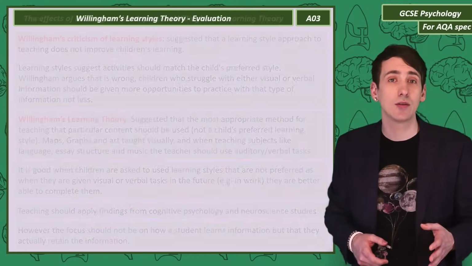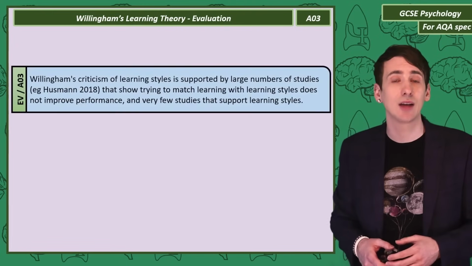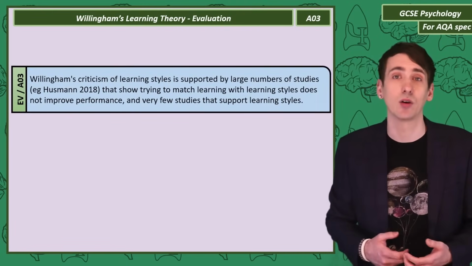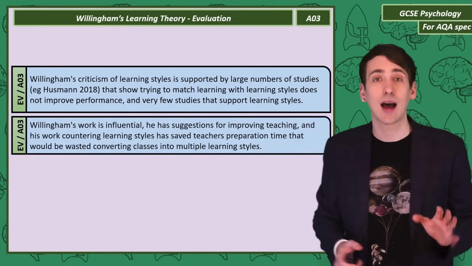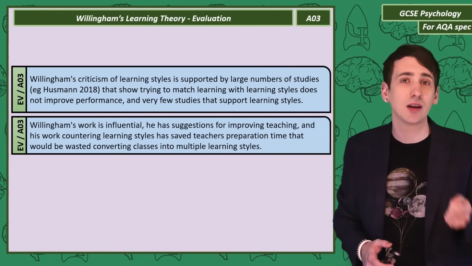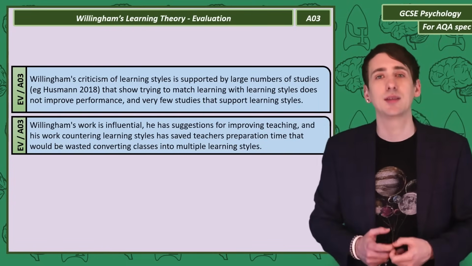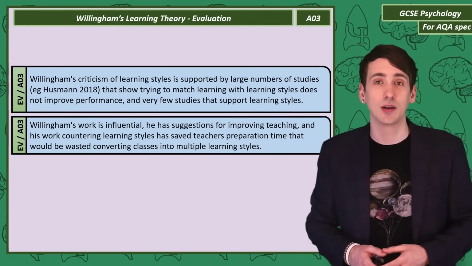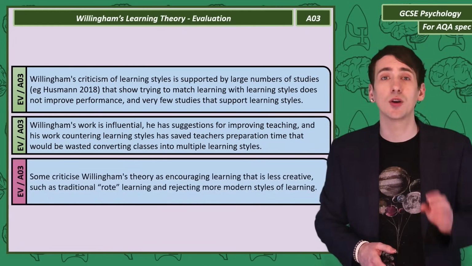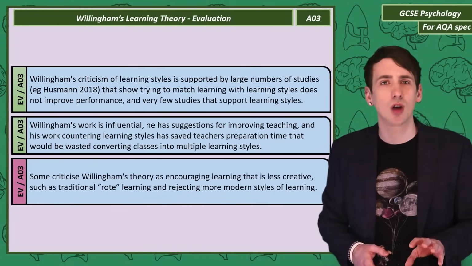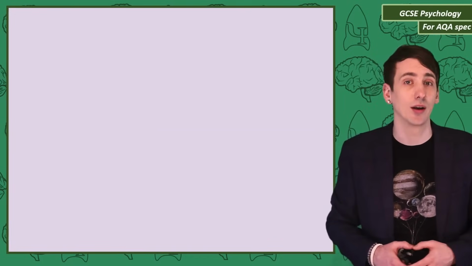There's a large amount of evidence to support Willingham's argument that learning styles is not effective, and there are very few studies that actually support learning styles. Willingham's ideas have been influential for teaching. He has ideas for improving teaching, and his effective countering of learning styles has saved teachers time from having to convert classes into multiple different learning styles. But some people criticize Willingham as rejecting modern forms of teaching and focusing too much on uncreative traditional rote learning.